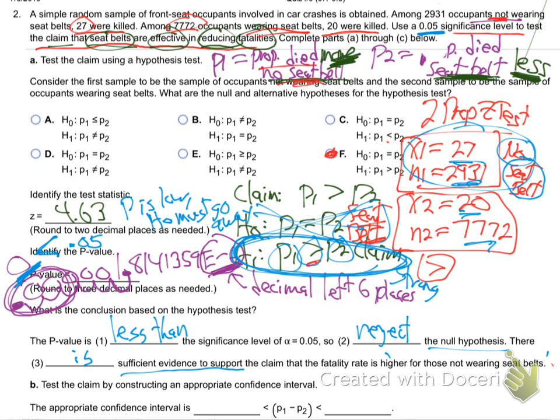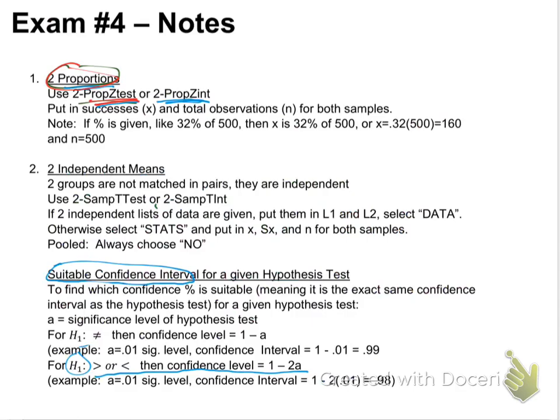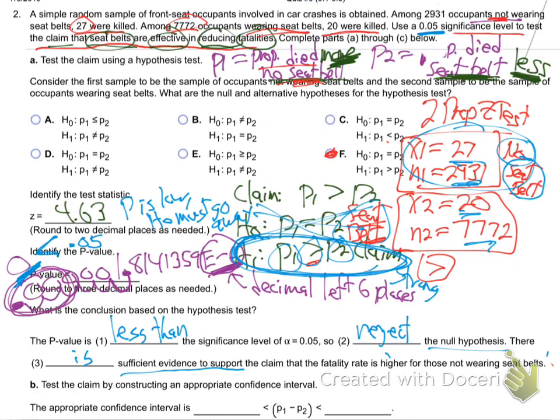Let's go to the fresh screen. Now they want us to find an appropriate confidence interval. How do you find an appropriate confidence interval? Remember, we learned how to do that. Suitable or appropriate confidence interval. Remember how that works? It's all based on H1. H1 in our case is greater than.